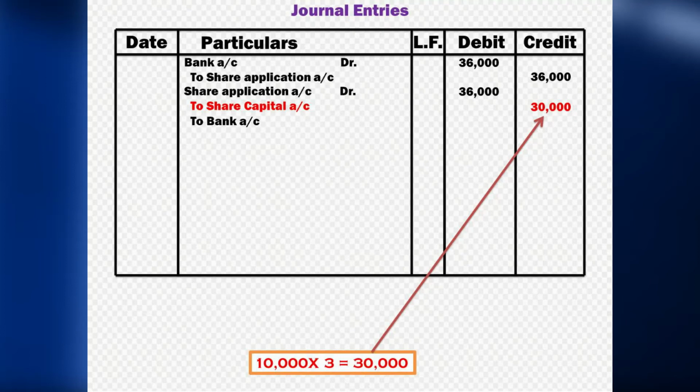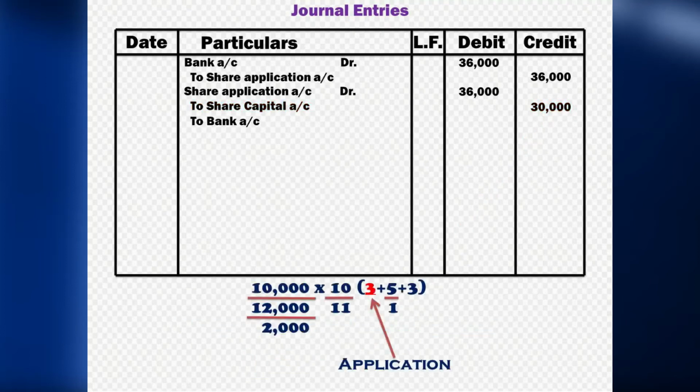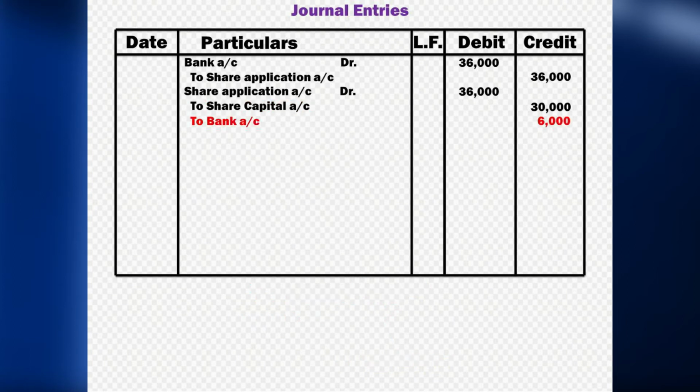And at the time of application, the company has to credit the capital of rupees 3 on 10,000 shares, and to bank account rupees 6,000. It means the company is going to return the money to the shareholders who have been rejected by lottery. And then share allotment account debit to share capital account, to share premium account: 50,000, 40,000, 10,000.